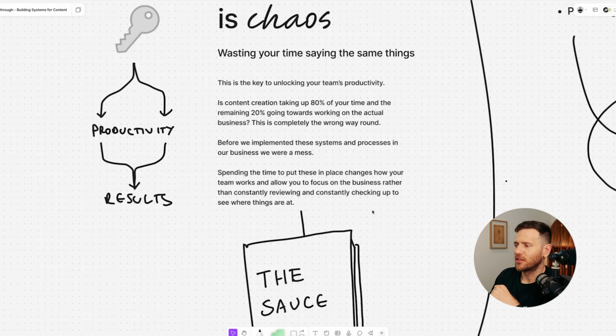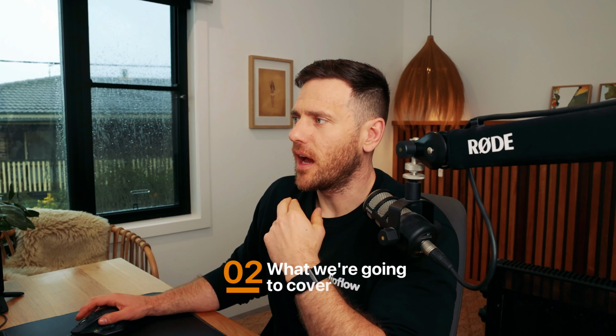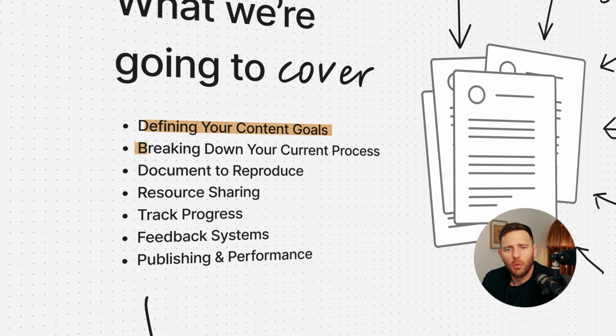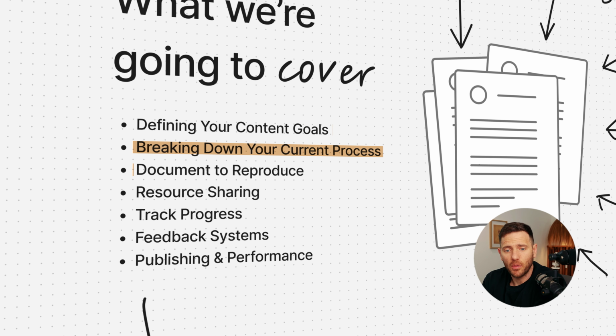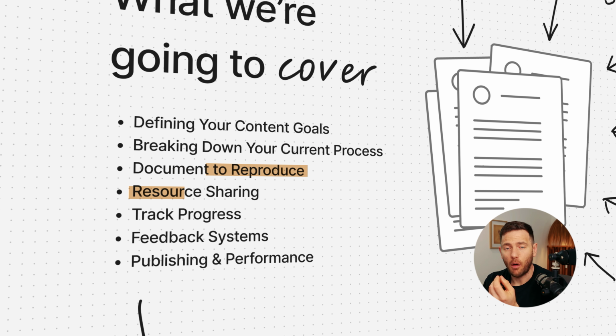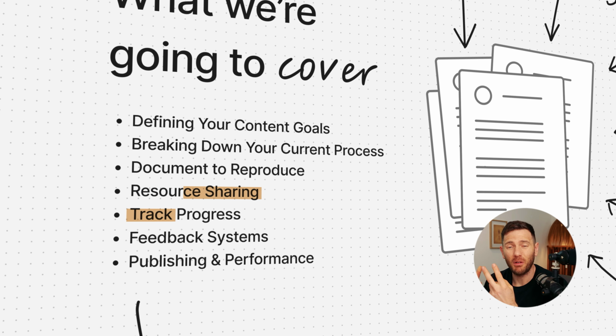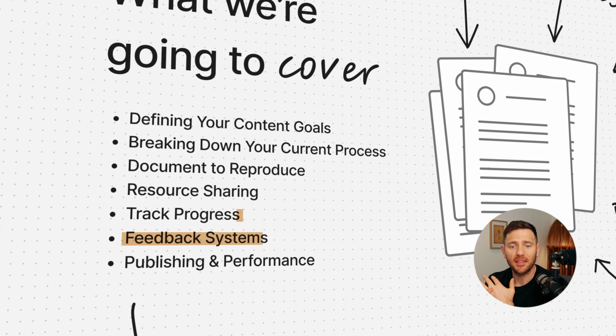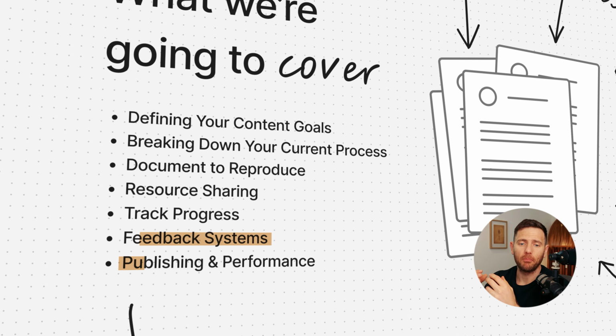All right. So here is the source. What are we going to cover here today? We are going to have a look at how we can define our content goals, how we break down the current processes, how we document things so that we can actually reproduce them, how we can share resources across the team, how we can track progress or processes, and the feedback systems we need to have in place, as well as publishing and performance. It's a whole bunch of docs, but we've got some resources that you can also download and save you a lot of time.